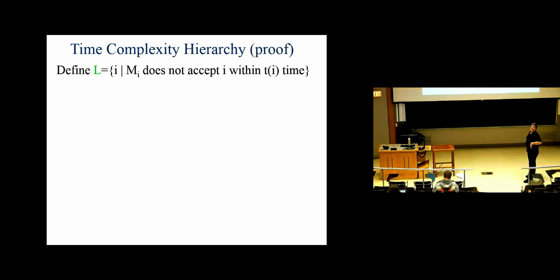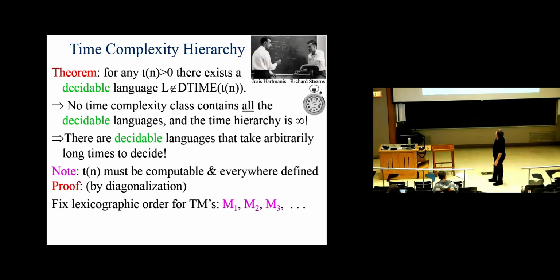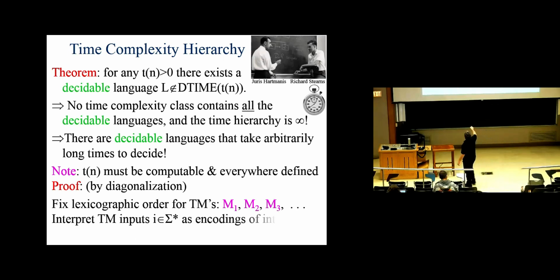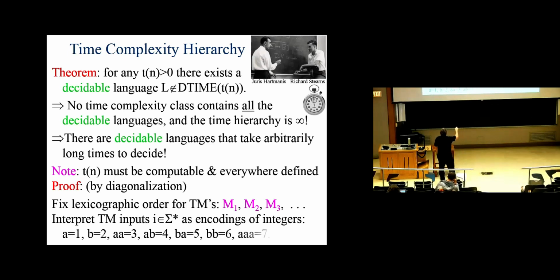So now we're going to define a weird language, and that language will be all the indices i such that the ith Turing machine doesn't accept the ith input within time t of i. So t of i is this bound that we're trying to show that there are things that require more than t of n time, right? That's what this t is.